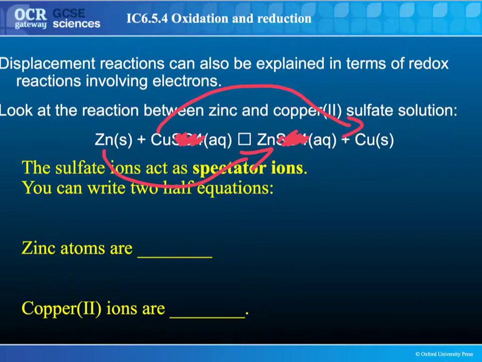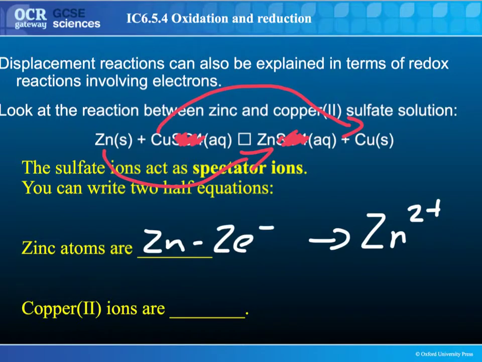So firstly, zinc ultimately forms zinc ions. That's because on the right hand side it's combined with sulfate and it's therefore a zinc ion. In order to do that, zinc has to become more positive. So in order to become more positive, it must lose electrons. How many electrons does it lose? 2 of them, because it becomes 2+, so it's Zn minus 2e- gives you Zn2+.